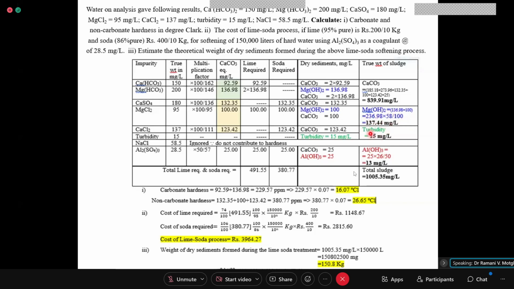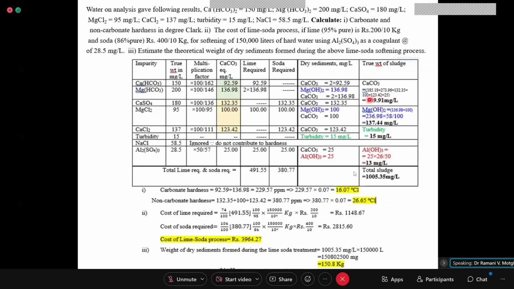Then the true weight of turbidity is 15 milligrams per liter. That remains as it is. Then aluminum hydroxide floc that is formed, 25 into 26 by 50. Why 26 by 50? The valency is 3. So the weight of this is 27 plus 3 into 17, okay, that will be divided by 3. So it comes out to be 26. So 26 by the equivalent weight of CaCO3, which is 50. That is why it will be 26 by 50. So it comes out to be 13.